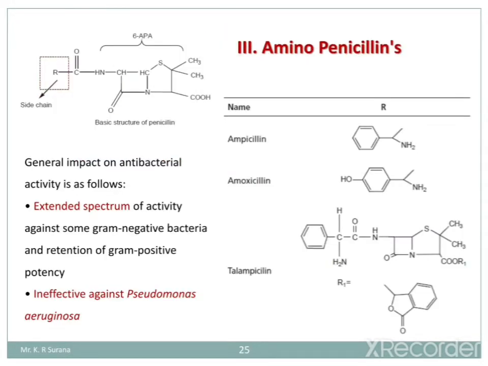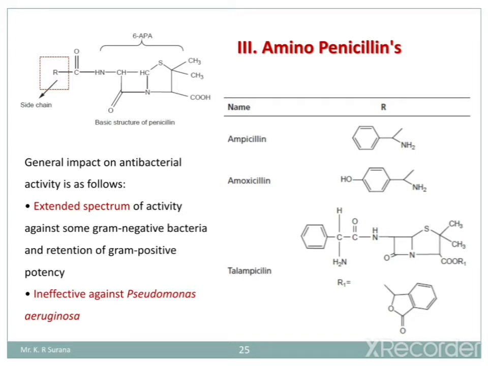Next is the aminopenicillins. This is again important as per your examinations. Aminopenicillins are asked, for example: write down the aminopenicillins. In that you have to draw the structures, mechanism of action and SAR. Again the basic structure is given over here, and at the side chain an R group is substituted. The examples of these aminopenicillins are ampicillin, amoxicillin and talampicillin.